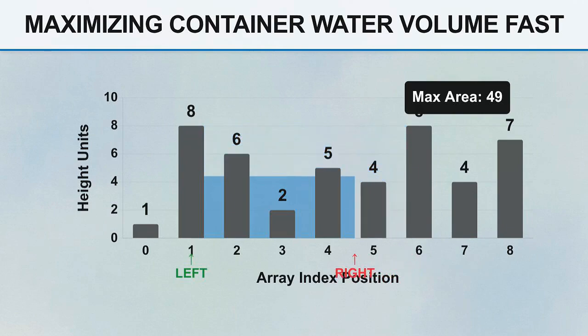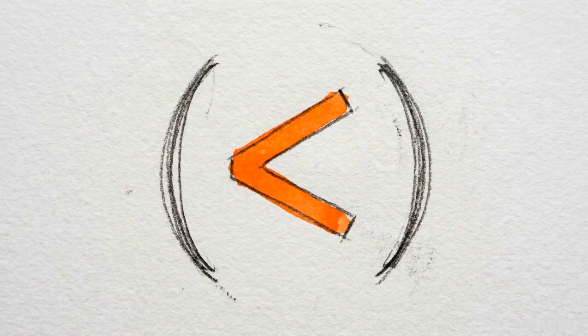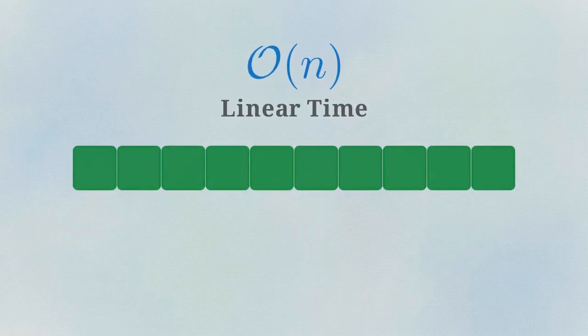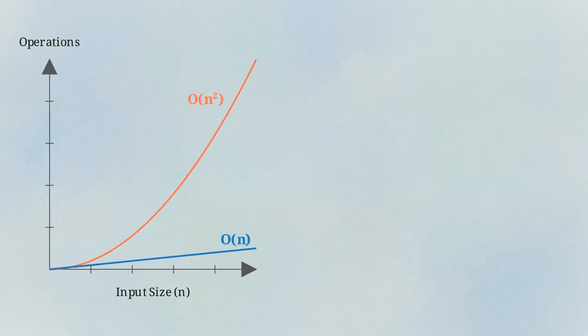We calculate the volume, update the maximum area, and step the shorter pointer inward until the left and right pointers meet in the middle. Translating that logic directly into code gives us a standard while loop that runs exactly as long as the left pointer is strictly less than the right pointer. Because the pointers never cross, we process the data in a linear, single-pass sweep. This chart compares the massive operational mountain of the nested loop against the flat, highly efficient line of our optimized single pass.